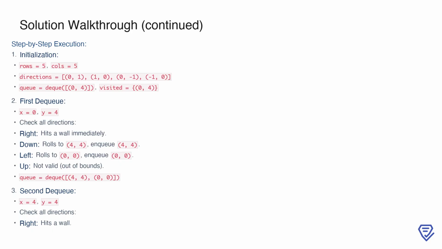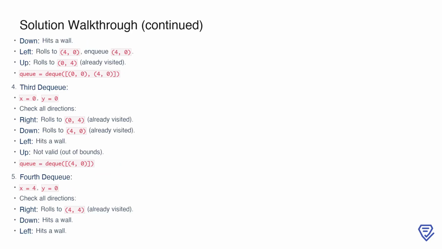Checking all directions, we find that moving right hits a wall. Moving down allows the ball to roll to 4, 4, so we enqueue this position. Moving left lets the ball roll to 0, 0, so we enqueue that as well. Moving up is invalid because it goes out of bounds. The queue now contains 4, 4, and 0, 0, ready for further exploration.